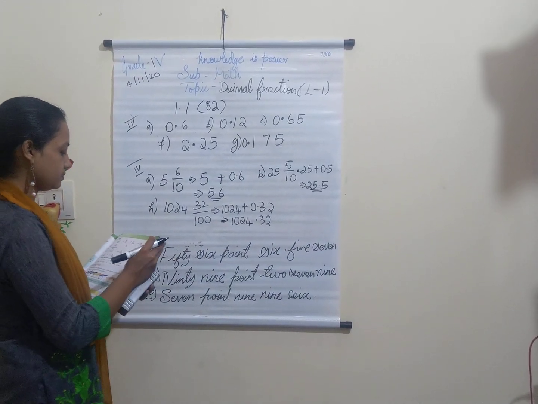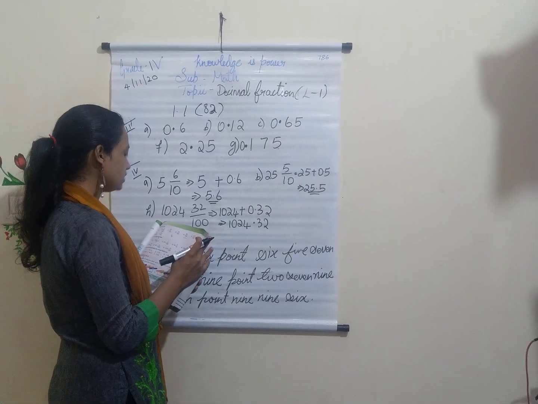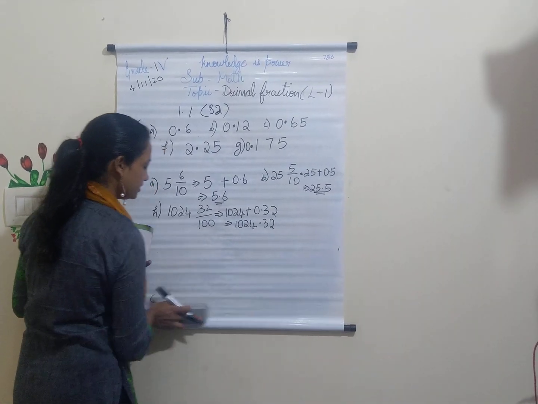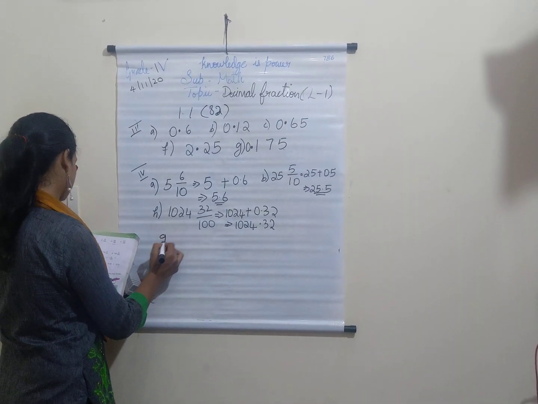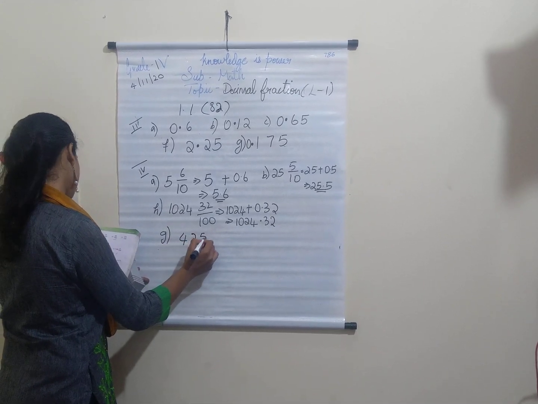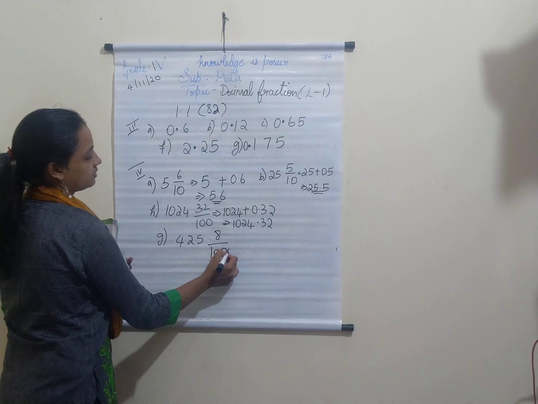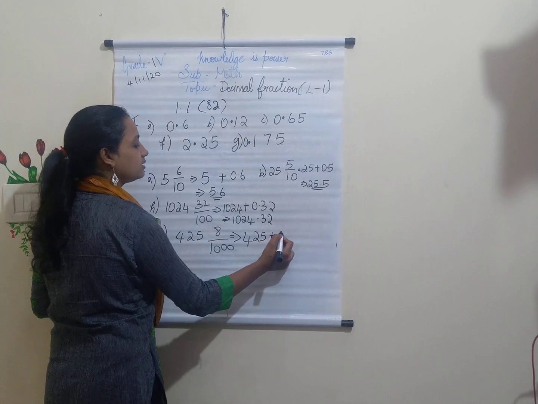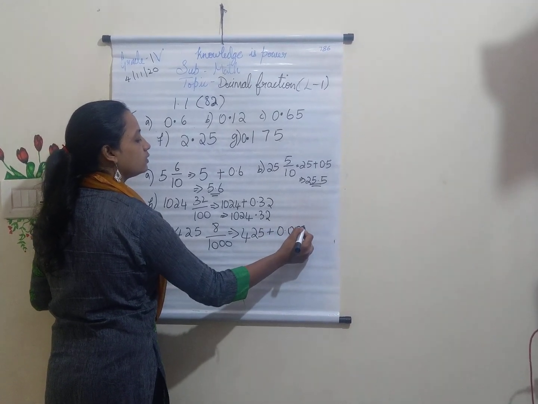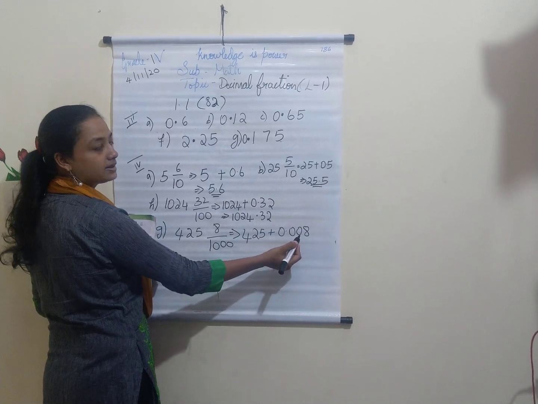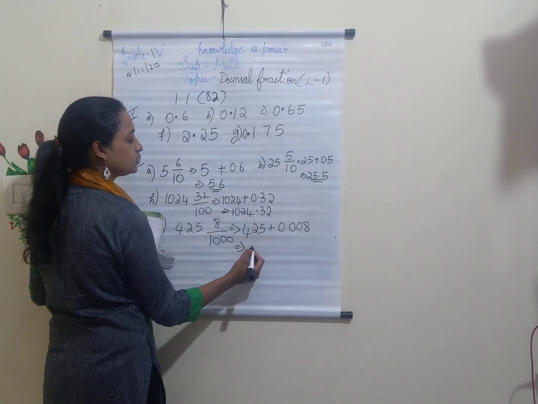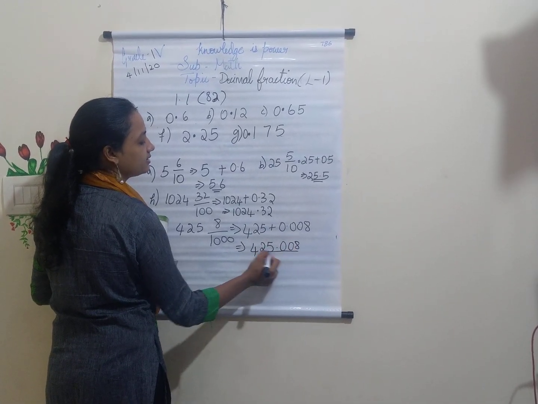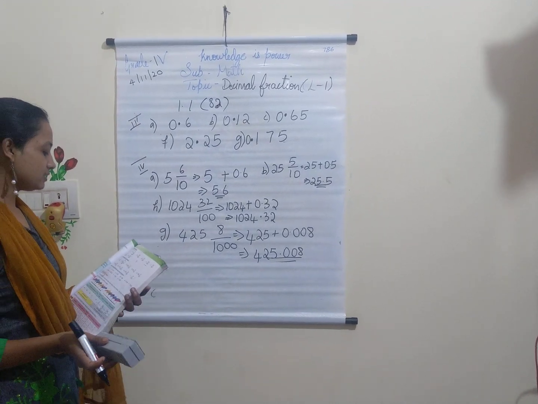So next one is, I'll show you G1, children. It is a little different, not difficult, it's just different. 425, 8 by 1000. So what is the answer for this? 425 plus 0.008. This is the fraction part, this is the decimal part. So when you add this both, what you get? 425.008. This is the answer. So let's go for the last main.